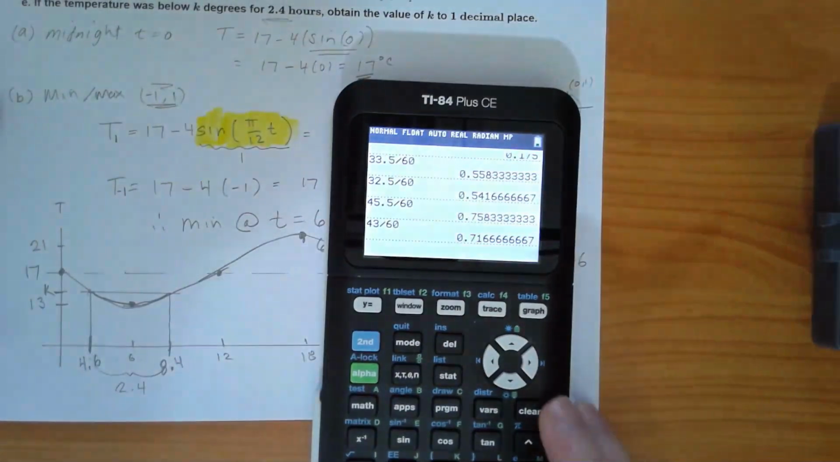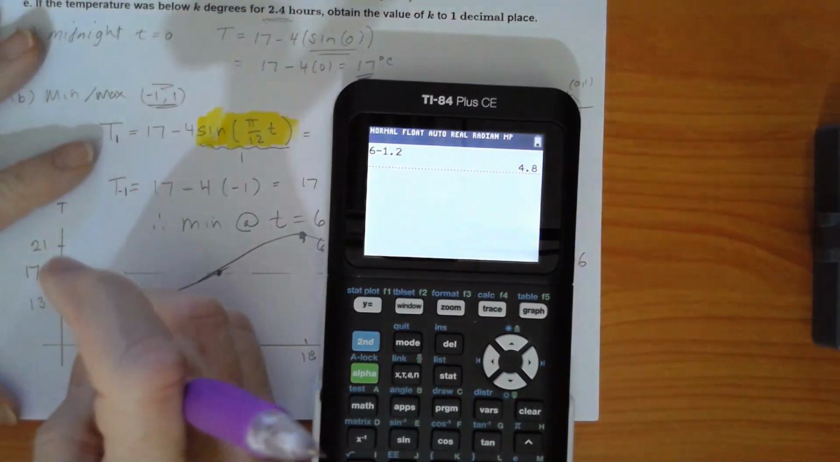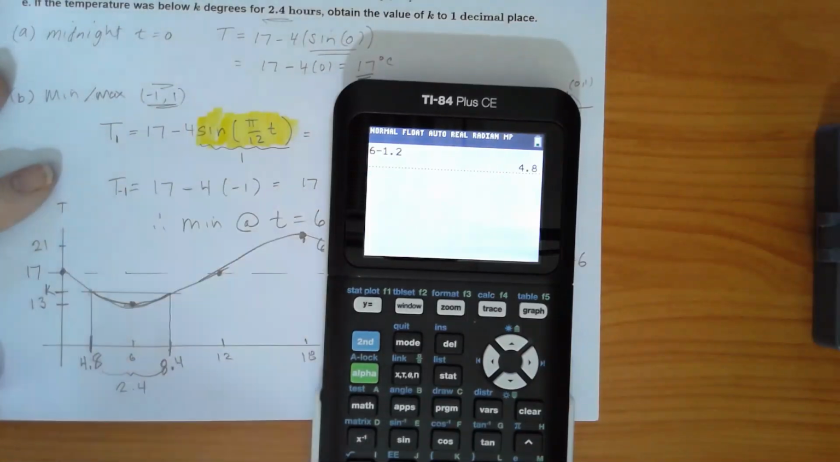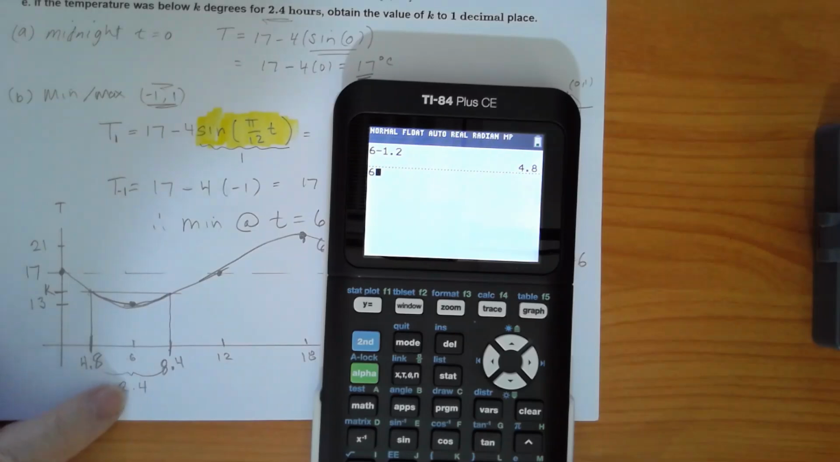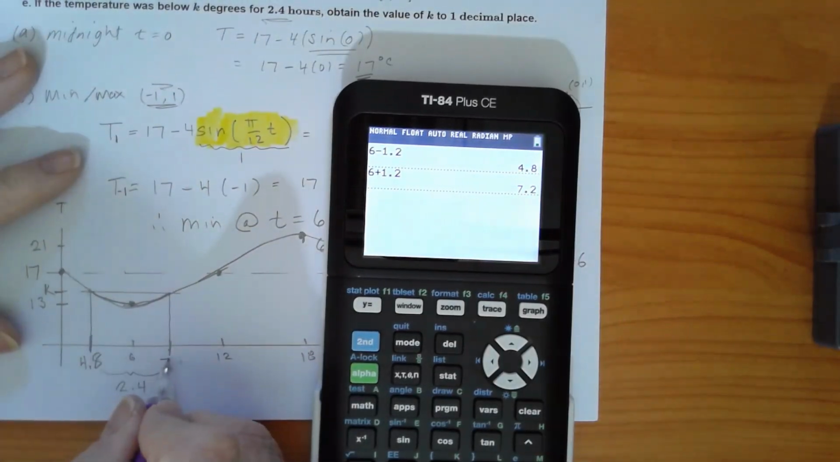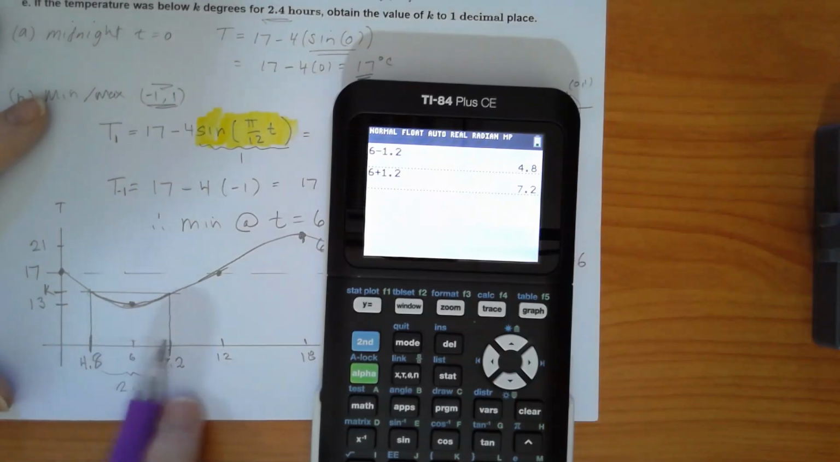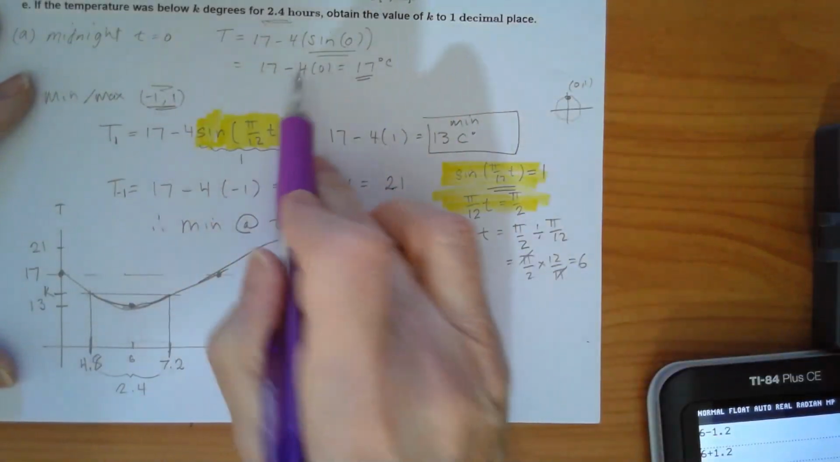Shall I calculator it? 6 minus 1.4. 6 minus 1.2, I was right in the beginning, 1.2 is 4.8. I think I had it right in the beginning. So 4.8 and 6 plus 1.2, 7.2. I made an error that I guess some of you would make in adding 2.4 here and taking it there. No, I have to do half because that whole interval has to be 2.4 hours.